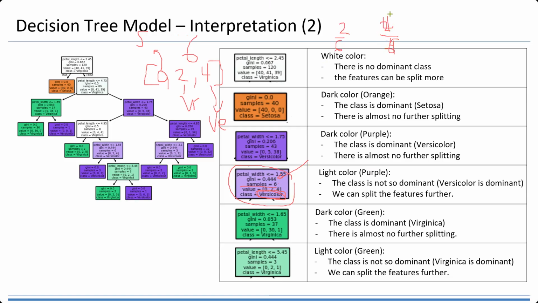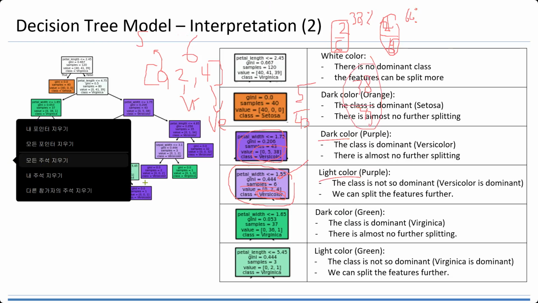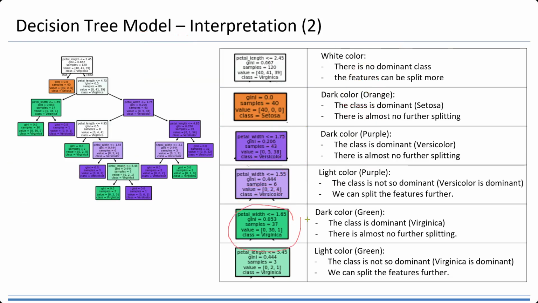So the proportion of the minority class is still quite high in this case. Just like 33%, and this is still 66%. Compared to this one, this is 5 divided by 43 and 38 divided by 43. Of course, this is more dominant. That's why the color is dark, but this one is light. And for the green color, the dark green color means the class is dominant on Virginica. If you look at this one, 37.